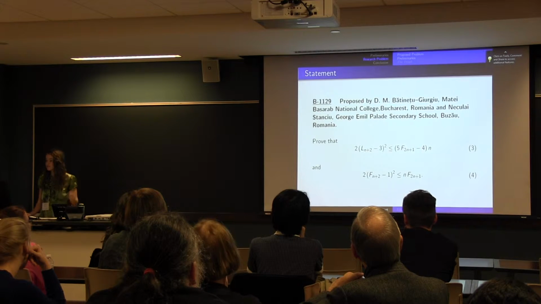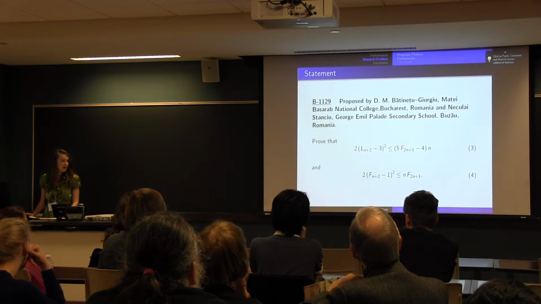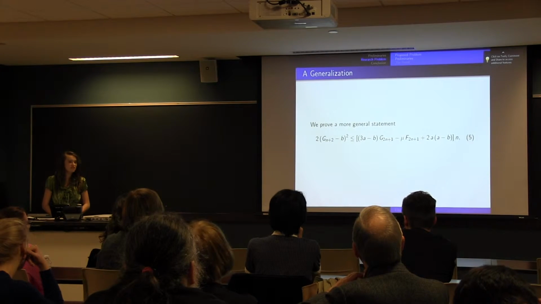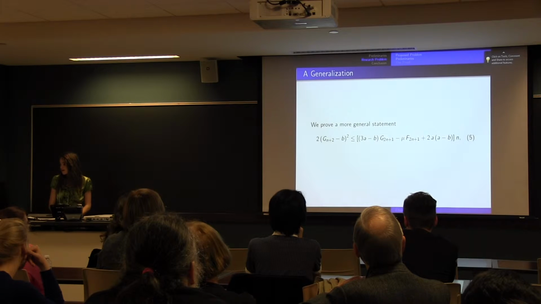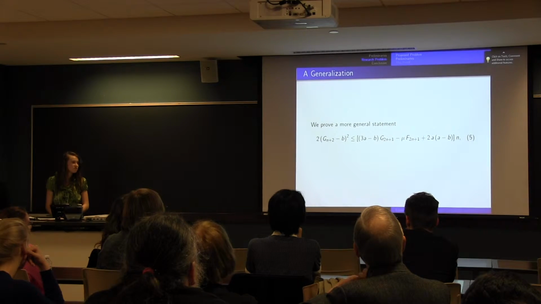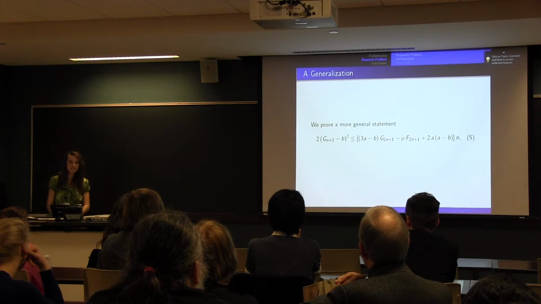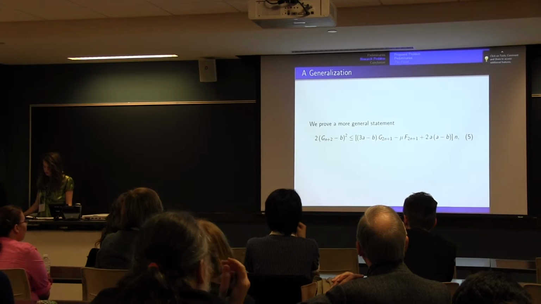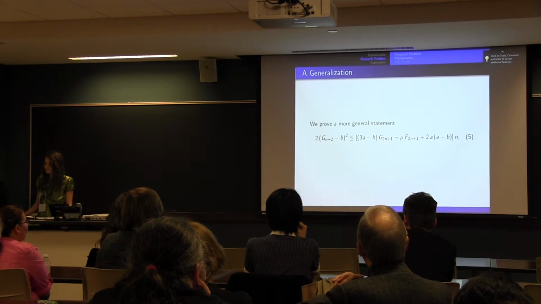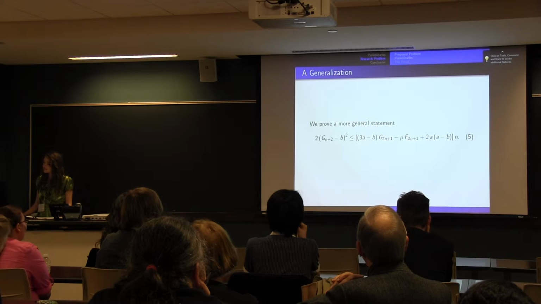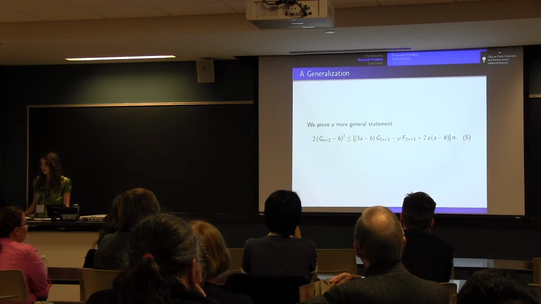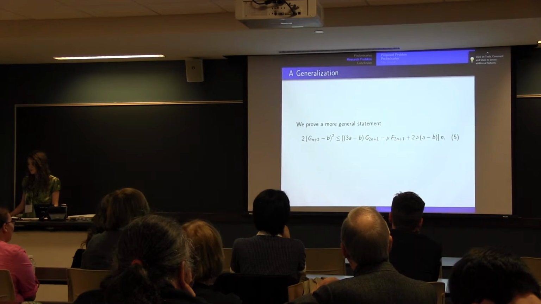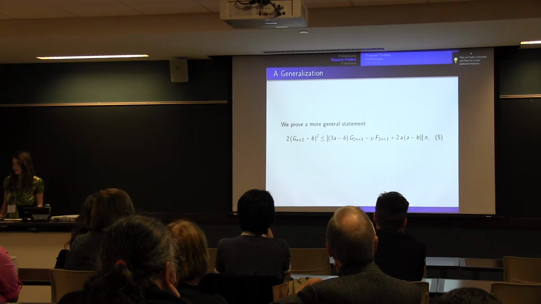So now we're going to actually get into the proof. Here was the original problem that we had. What we did is prove a more generalized statement, and by proving this more generalized statement, we include infinitely many inequalities and not just the two that we originally proved. The more general statement that we proved is that 2 times the quantity g sub n plus 2 minus b, squared, is less than or equal to the quantity 3a minus b times g sub 2n plus 1 minus mu times f of 2n plus 1, plus 2a times the quantity a minus b, all multiplied by n.